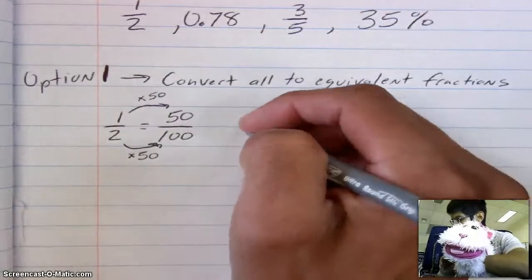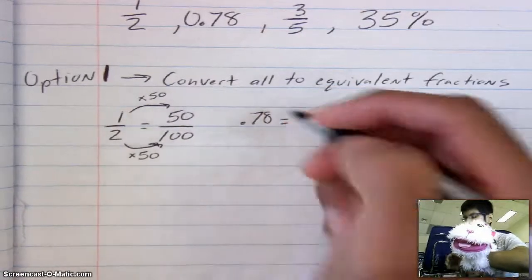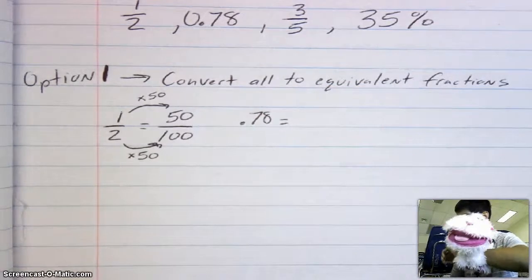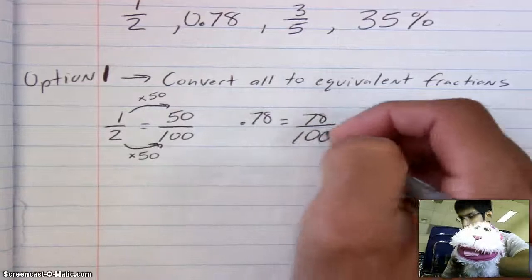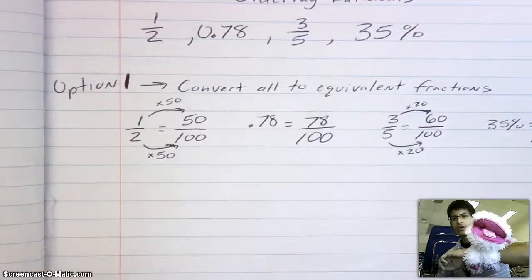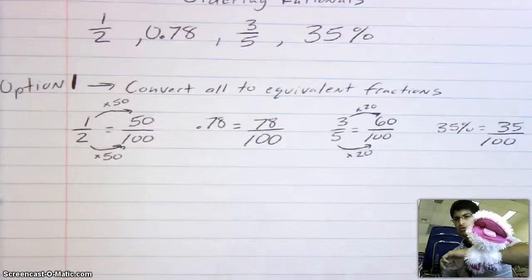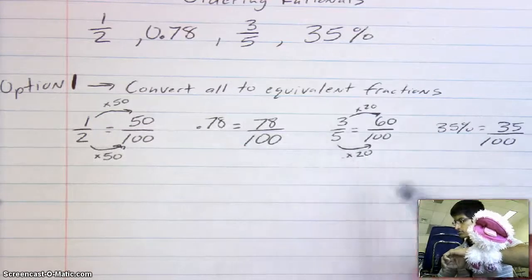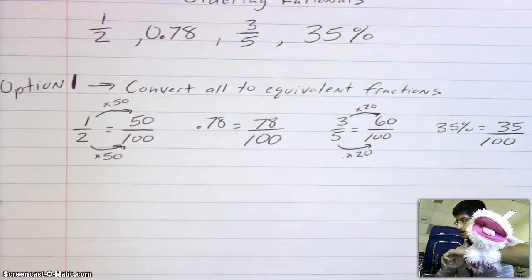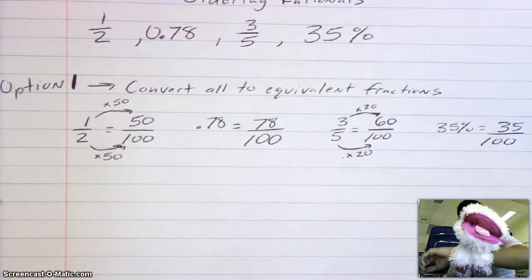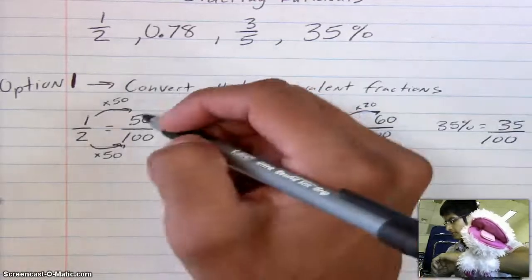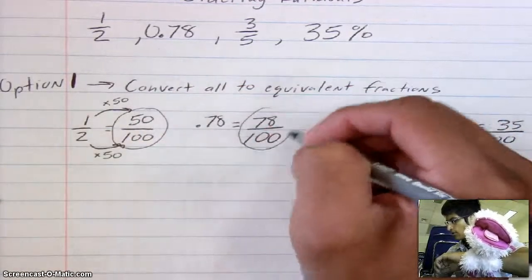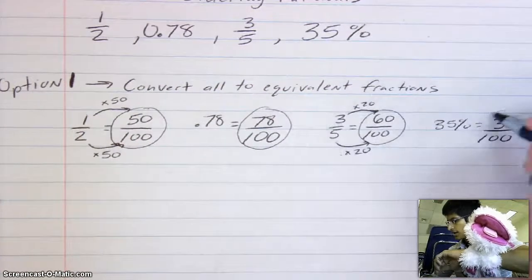For my decimal, 78 hundredths, I just say it how it sounds, 78 hundredths. So you would write 78 over 100. Very good, Mrs. Meowth. All right, and then for my last two, I know that 3/5, I would multiply 5 times 20 makes 100, and 3 times 20 makes 60. And then for 35%, a percent is just going to be the number over 100. So now that you have all of the fractions, you can compare them.